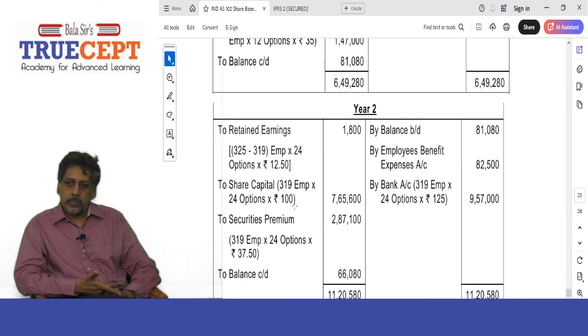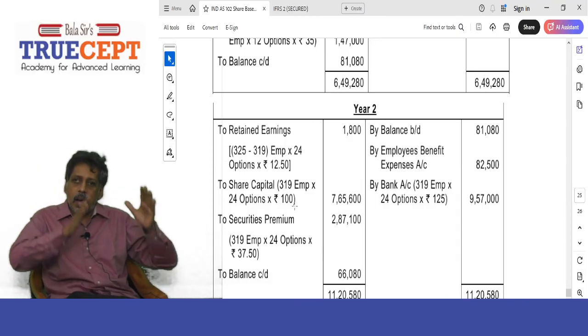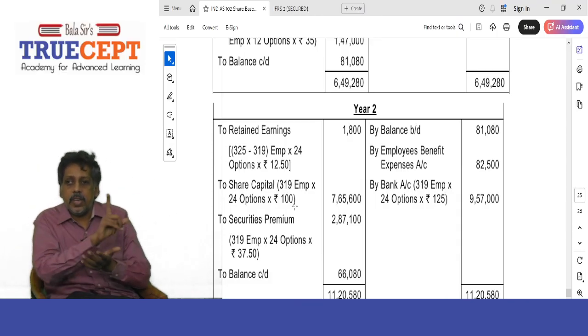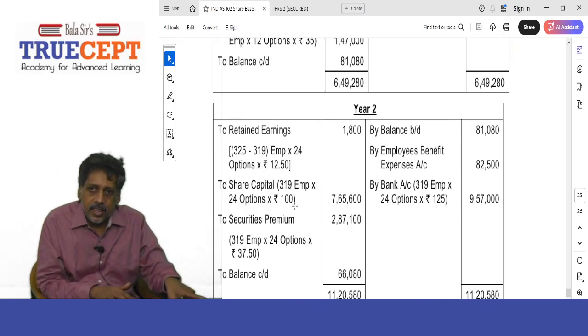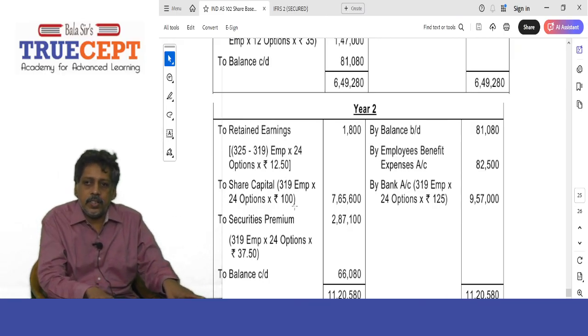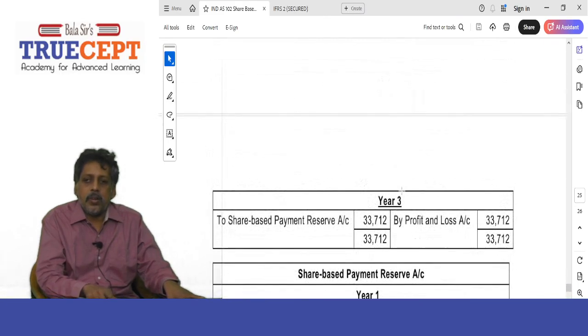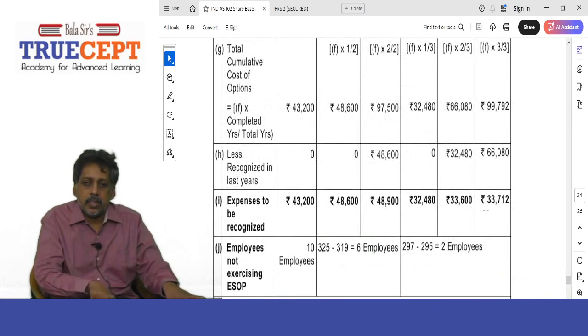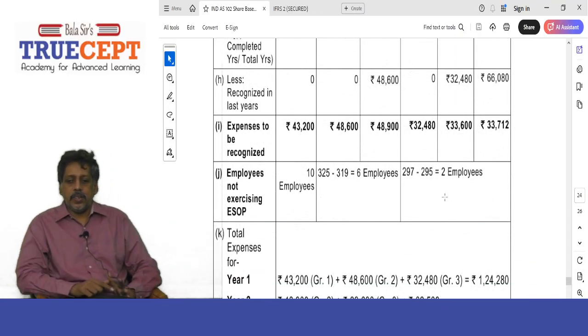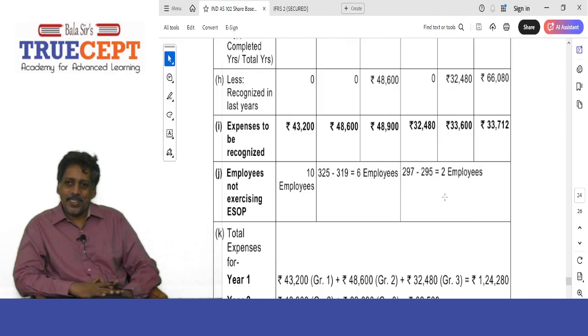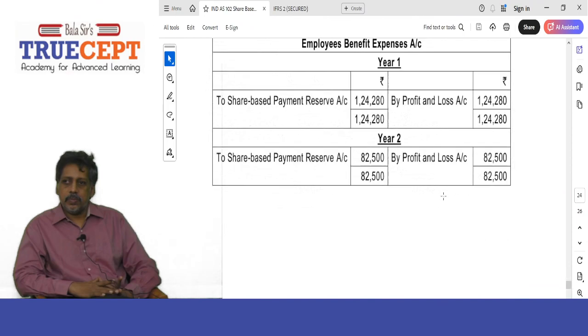66,080 rupees. What is that? Nothing but the expense accumulated for G3 for the 2 years. Remember 32,480 and 33,600 from your working note 2. Adding both, that is the amount carried forward. Got it? 32,480 plus 33,600, you'll get that.